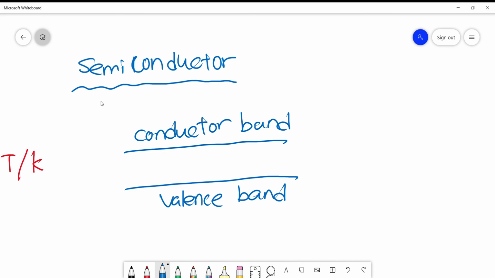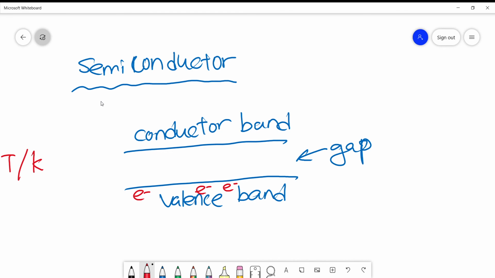Within these two bands, this is actually a gap. And we did discuss that the electrons are on this side, which is the valence band. It means that if the temperature is not supplied, the electron keeps bonding to the lattice atoms.